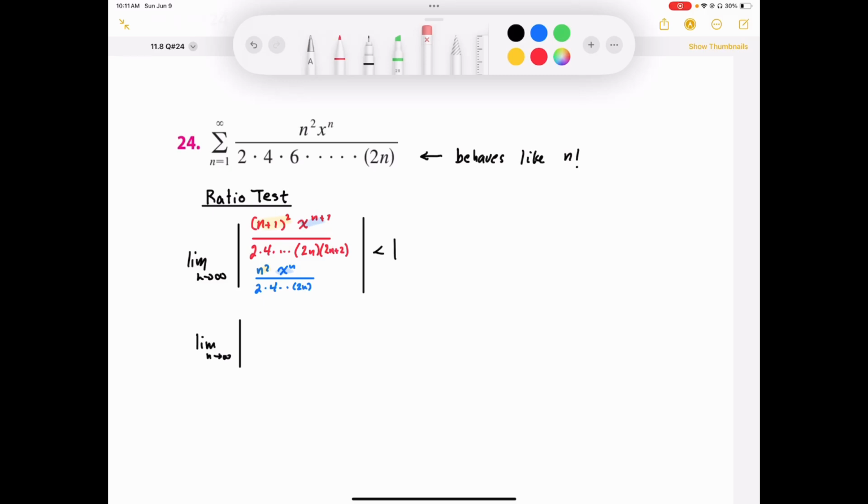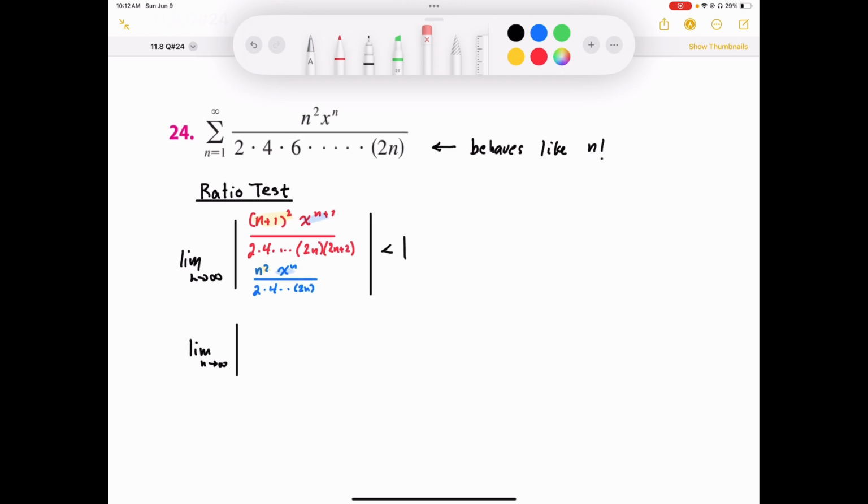Question number 24, we have the series n squared times x to the power n, so that's our power series part, divided by 2 times 4 times 6 all the way up to 2n. And making note that this denominator is going to behave like n factorial. So it's not the same as n factorial, but it will behave similarly to n factorial.